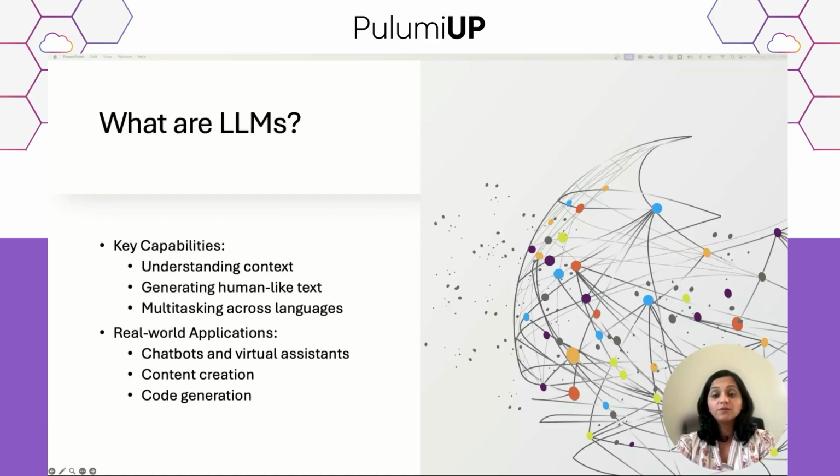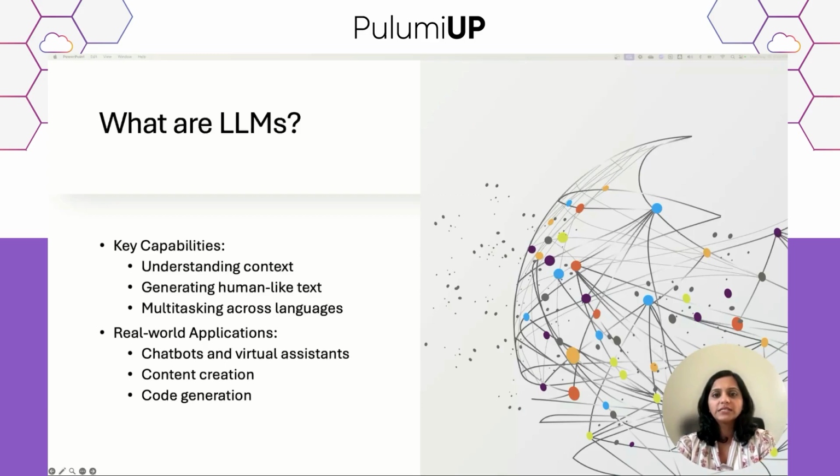Second, LLMs can generate human like text. They can write emails, articles, even poetry that's sometimes hard to distinguish from human written content. This capability opens up a world of possibilities, but also raises some eyebrows when it comes to privacy and authenticity. Third, these models are multitaskers. They can handle tasks across different languages and even switch between tasks without missing a beat. Translation, summarization, question answering, they can do it all.